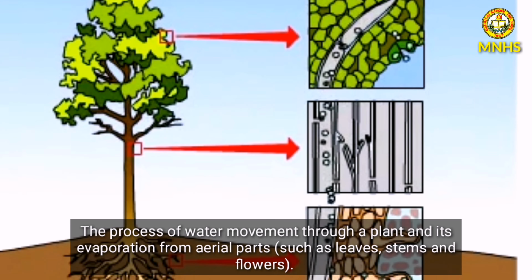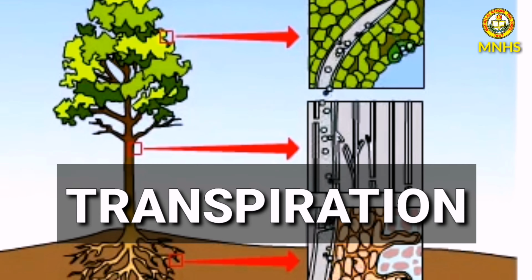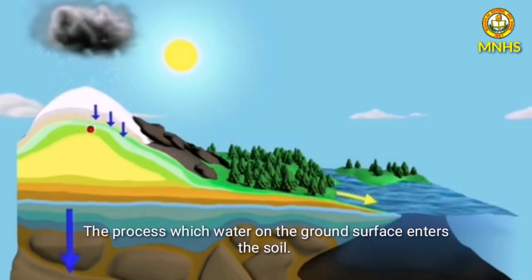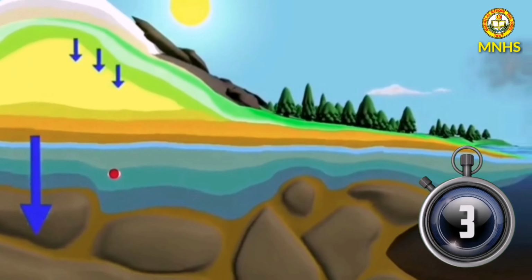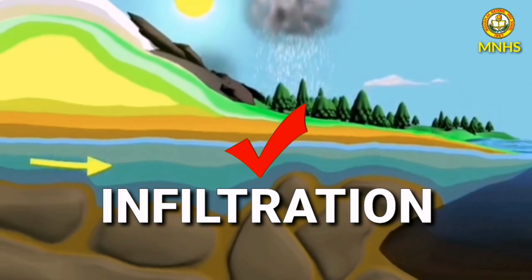The process of water movement through a plant and its evaporation from aerial parts. The process in which water on the ground surface enters the soil. You made it! You got all the correct answers!